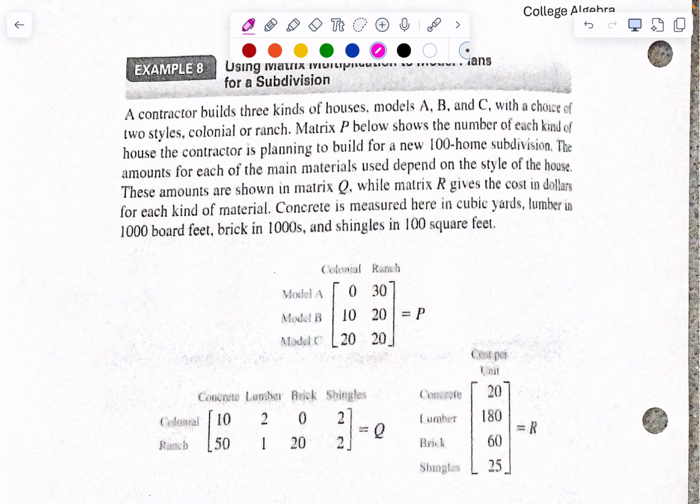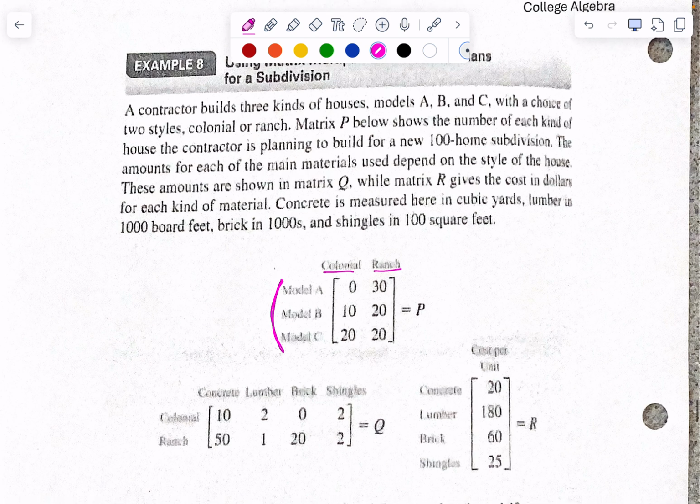So here we go. A contractor builds 3 kinds of houses. Do you see the 3 kinds of houses? Okay, models A, B, and C. They made a matrix and they did models A, B, and C, okay? With a choice of 2 styles, a colonial or a ranch style house. So model ABC in a colonial or a ranch, okay?